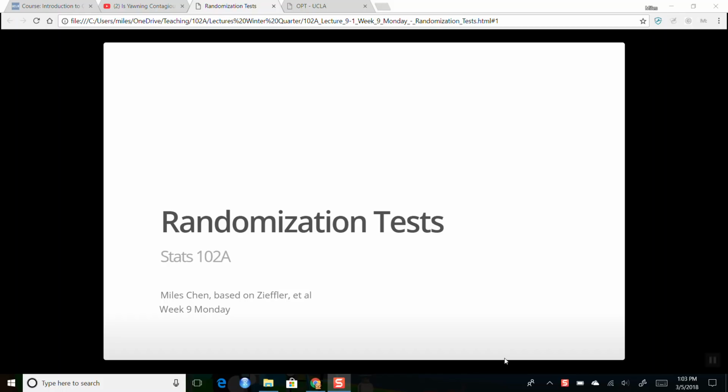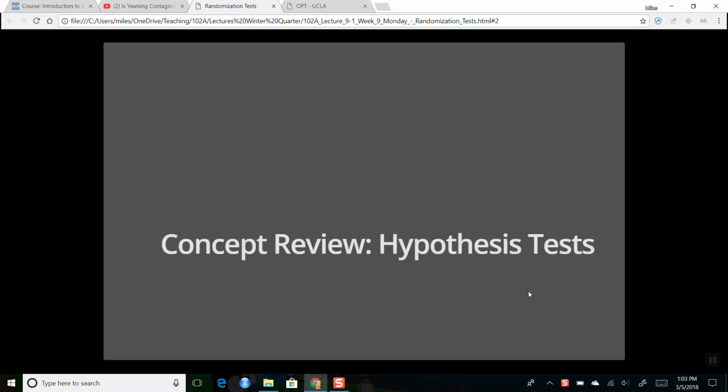Okay, today we will start talking about randomization tests. Randomization tests are a way for us to conduct hypothesis testing from a computational standpoint, okay? And so before we get into that, we've got to do a little bit of review here, and we'll talk about hypothesis tests in general.